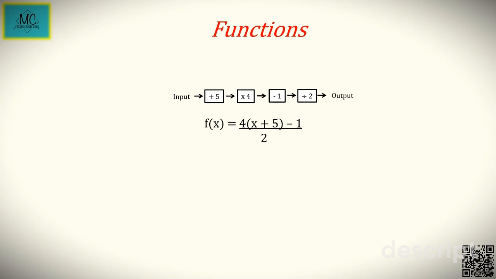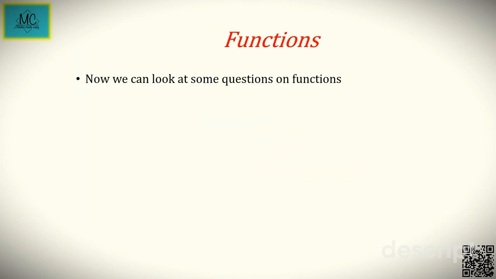Now, what we need to do here is this: f of x means a function of x, which means we have a set of operations to carry out on the inputs. The second one is the operations we carry out on the input. So in this case, it is add 5, multiply by 4, subtract 1, and then divide by 2. And that's how I'm going to find my output.